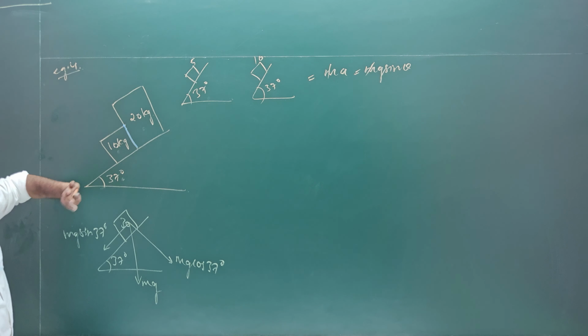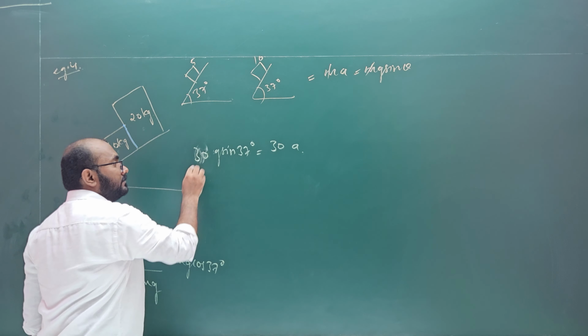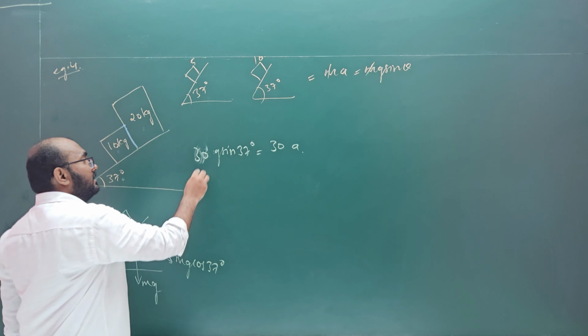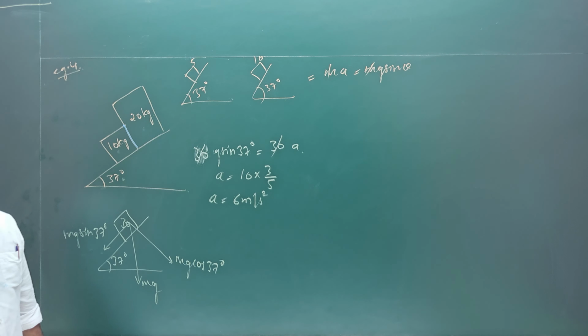So mg sine 37 is acting in this direction, ma. Can I say that mg sine 37 degree equals ma, where m is 30 and acceleration is a? If I cancel the masses, acceleration is nothing but 10 into sine 37, that is 3 by 5. So acceleration is 6 meter per square second. But to calculate the normal, we need to draw the FBDs.